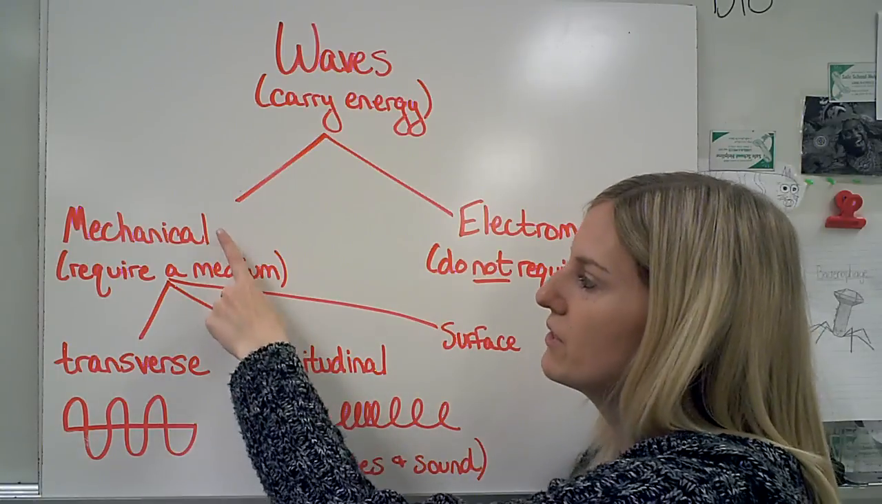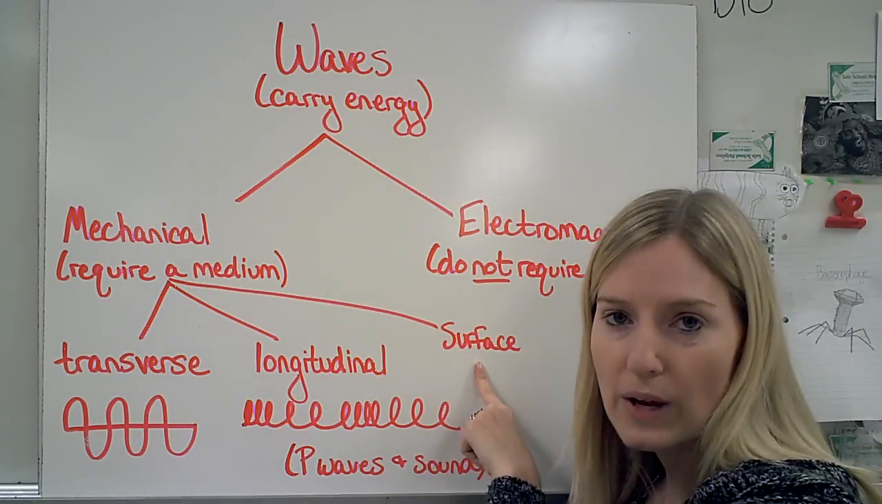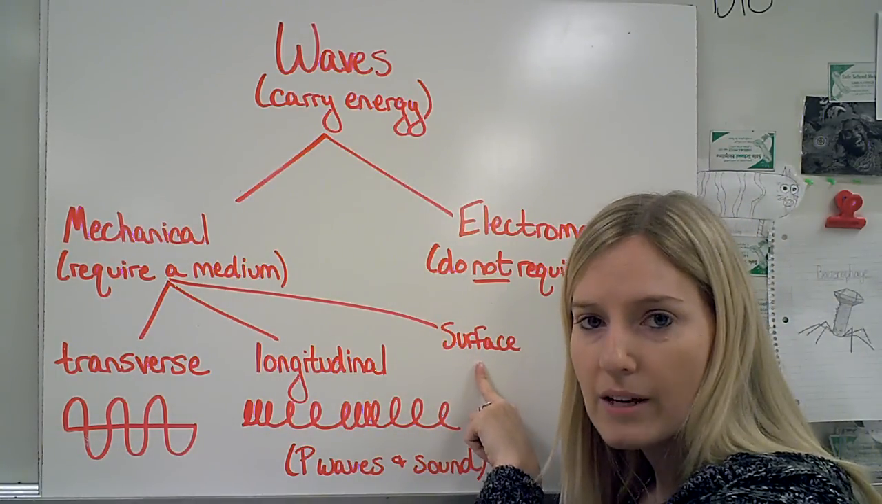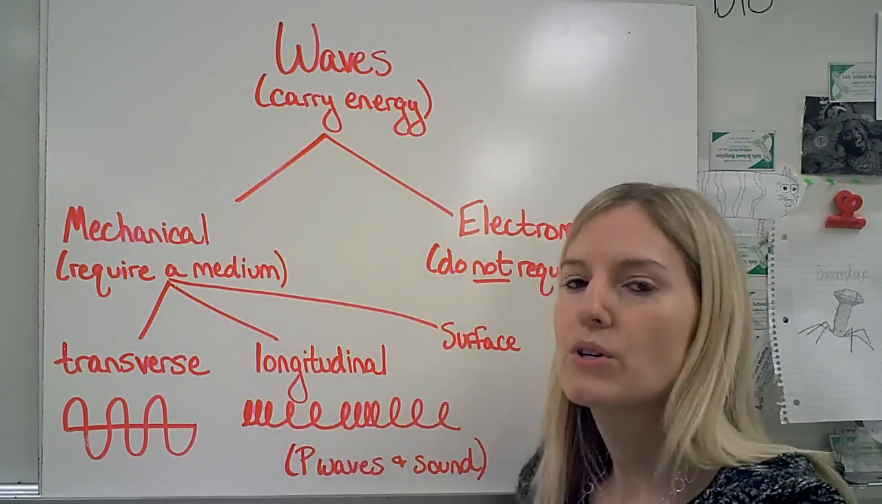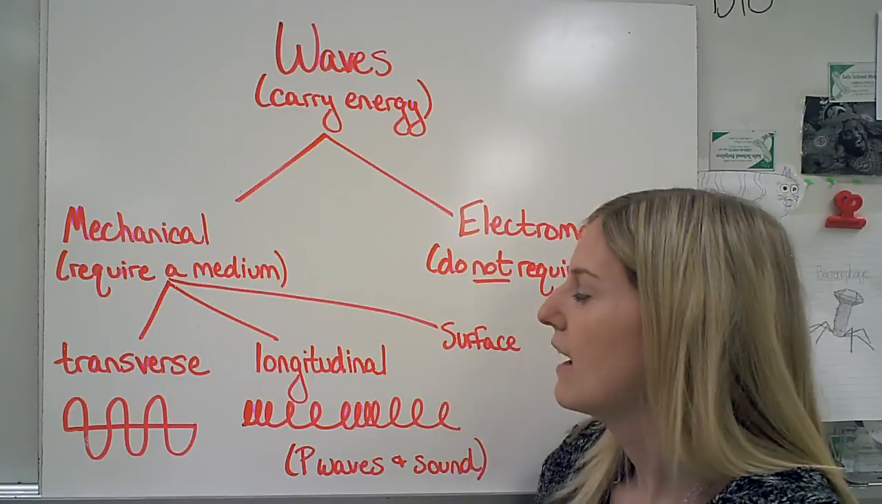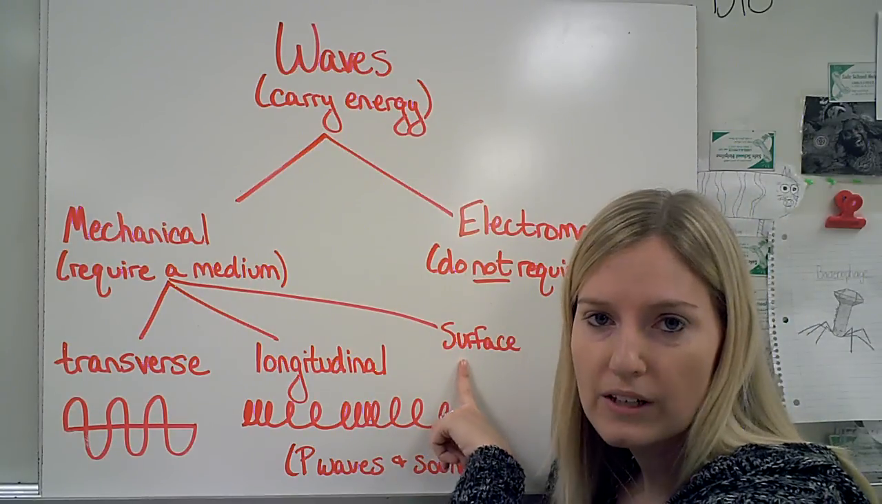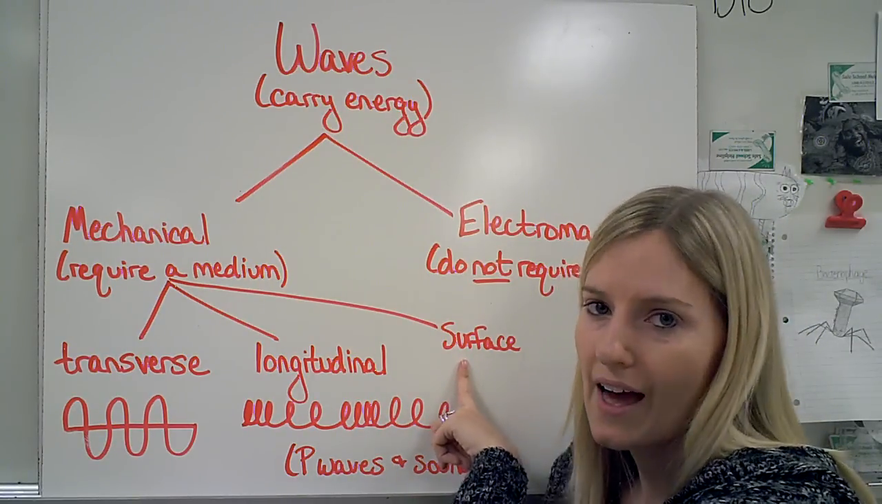The other type of mechanical wave that I have is a surface wave. So these are going to be the types that occur at a surface, or when I have two or more mediums, which are called media, then I have a surface wave that occurs between those two media or at that surface.